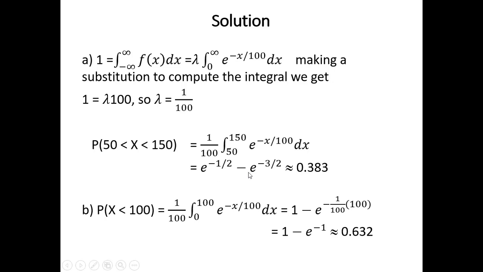So we end up with this fairly simple expression, e to the minus 1 half minus e to the negative 3 halves. And when we put that in a calculator or some technology and round off, we get approximately 0.383.